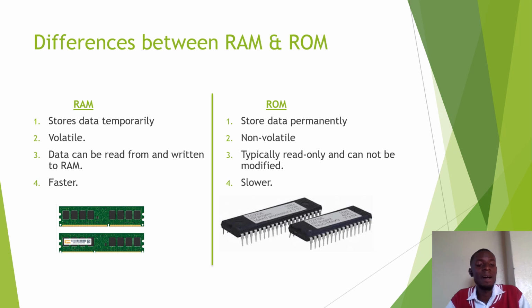The other one is the RAM is faster and the ROM is slower. Yes, because the information on the RAM is accessed easily by the CPU, which is not the case to the ROM. The ROM is slower. You can see when you're trying to power on the system, it takes some minutes before it does power on.